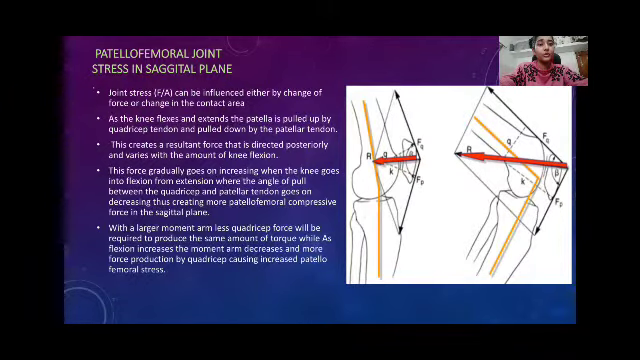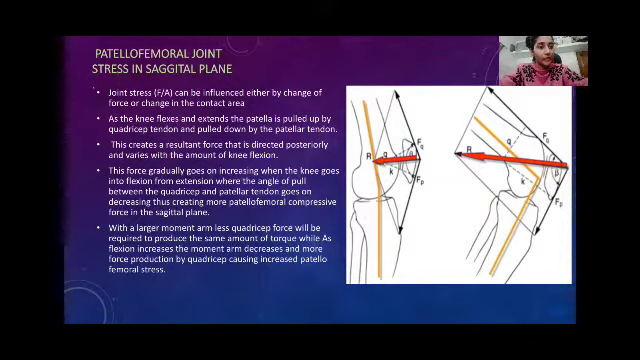This force gradually goes on increasing when the knee goes into flexion, where the angle of pull between the quadriceps and the patellar tendon keeps decreasing, thus creating more patellofemoral compressive force in the sagittal plane. You can see here, this is the sagittal plane, this is the patella, and this is the quadriceps force FQ, this is the patellar force FP. They give a resultant by the parallelogram law. This is directed posteriorly in the sagittal plane, causing compression of the patella into the distal femur.